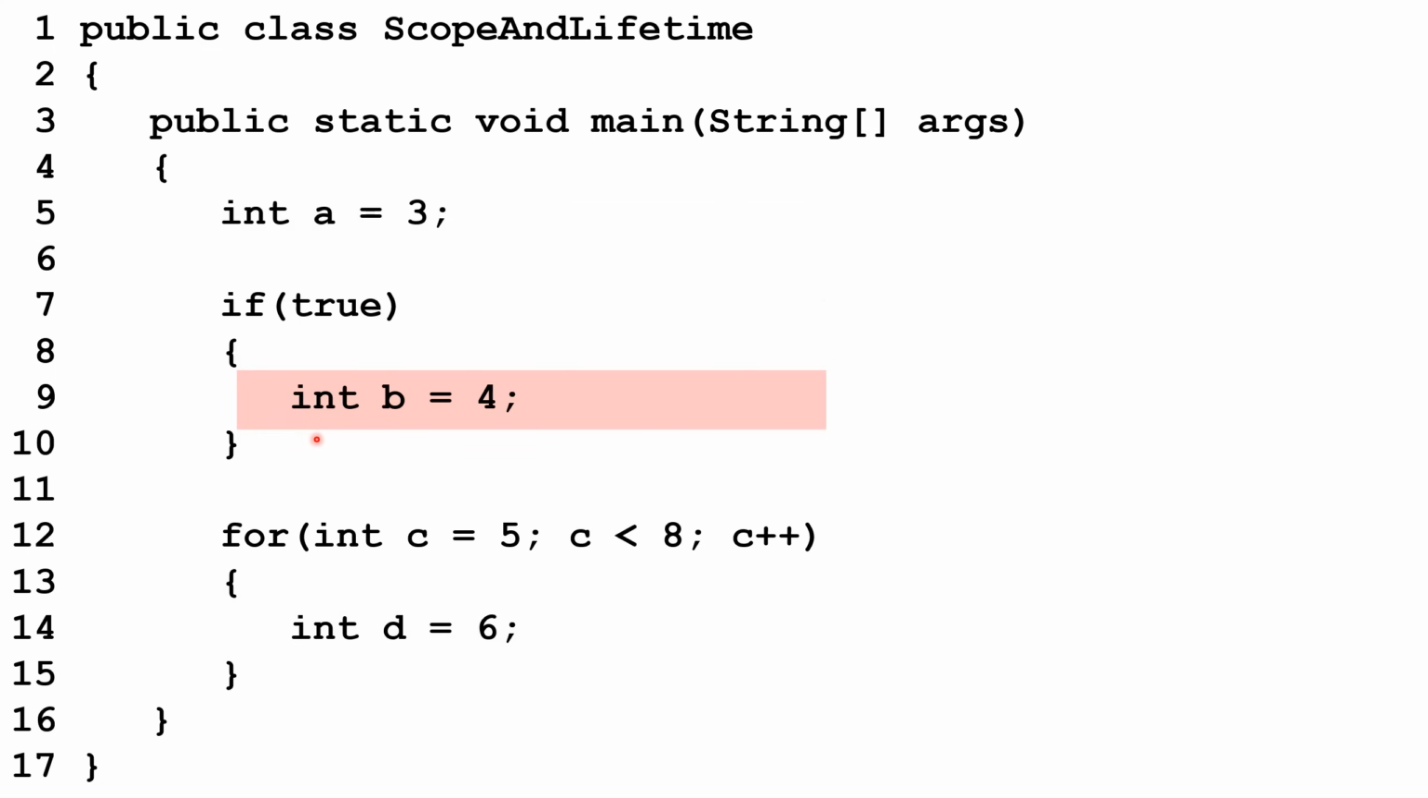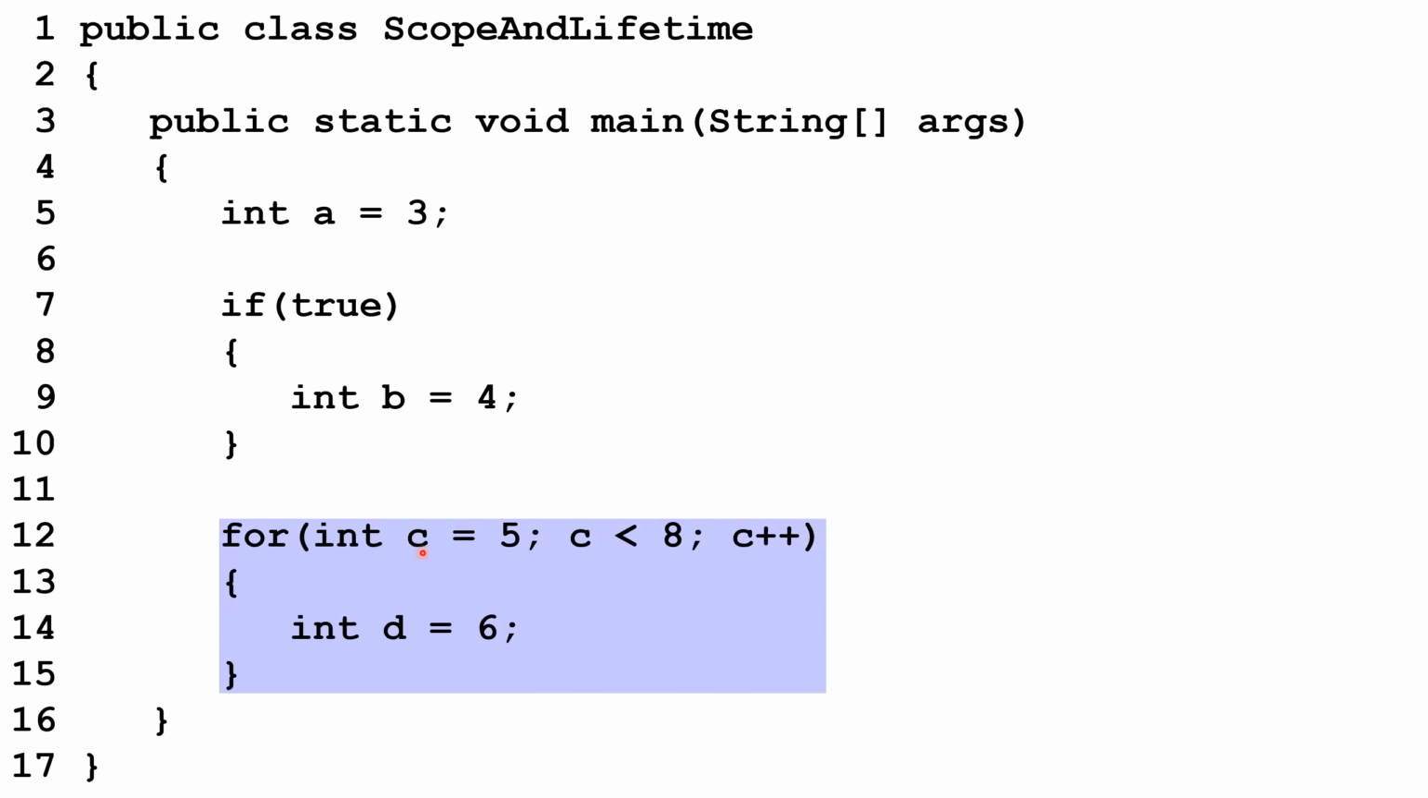Int b is declared inside this block of code here. So it's created when this block of code runs, and it's destroyed when this block of code completes. Here we have int c that is declared as part of this for loop. C is declared when we begin the for loop, and it is not destroyed until all cycles of the for loop are complete.